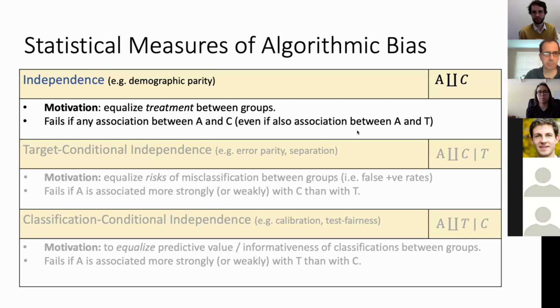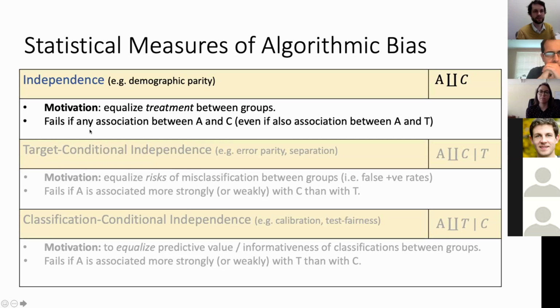There are these three families. The first is just bare independence, sometimes known as demographic parity. The basic idea is that the attribute, like race, is statistically independent from the classifier, right? The basic motivation is that the treatment of the groups by the algorithm is equivalent. So however many resources the algorithm has to distribute, it's going to distribute them proportionally between the two groups, right?